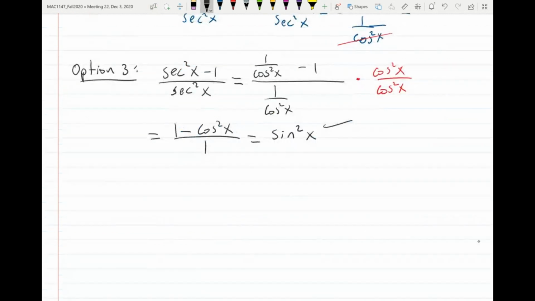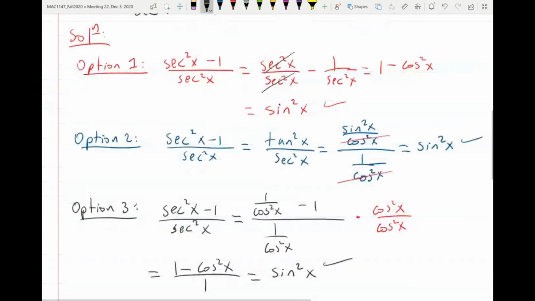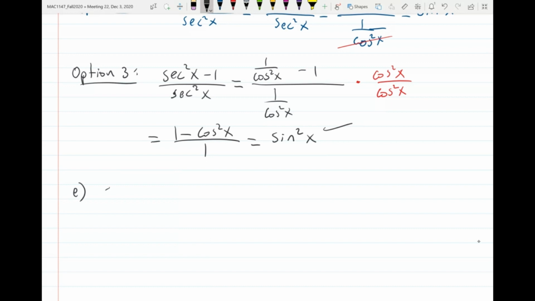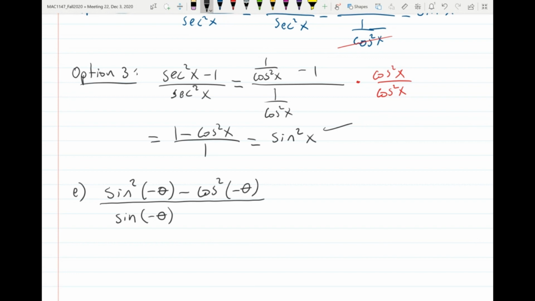All right, so let's do one more. Let's put here number 2. How about, actually, let's see, we called it D, let's call it E, because we're still verifying stuff. So E, how about this one? Sine squared of negative theta minus cosine squared of negative theta, divided by sine of negative theta minus cosine of negative theta. So let's show that this is just cosine of theta minus sine of theta. So verify this.